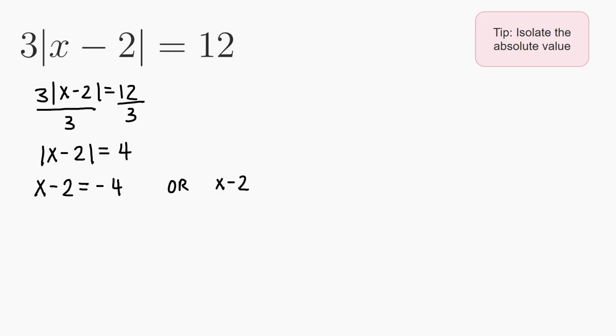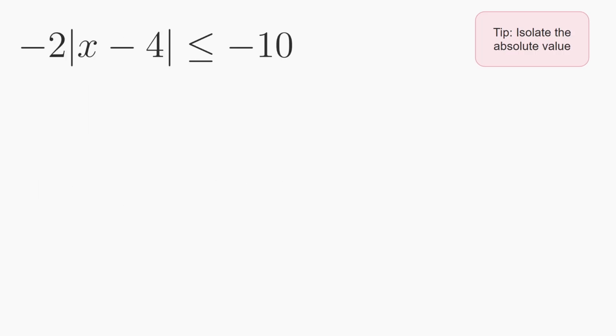x minus 2 equal to 4. So solving for this, we add 2 on both sides to get x equals negative 2. For this one, we add 2 on this side as well to get x equals 6. So our answers are x equals negative 2 or x equals 6.